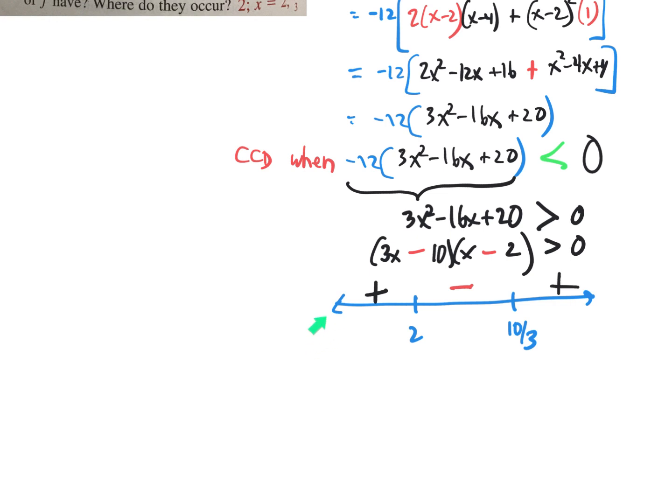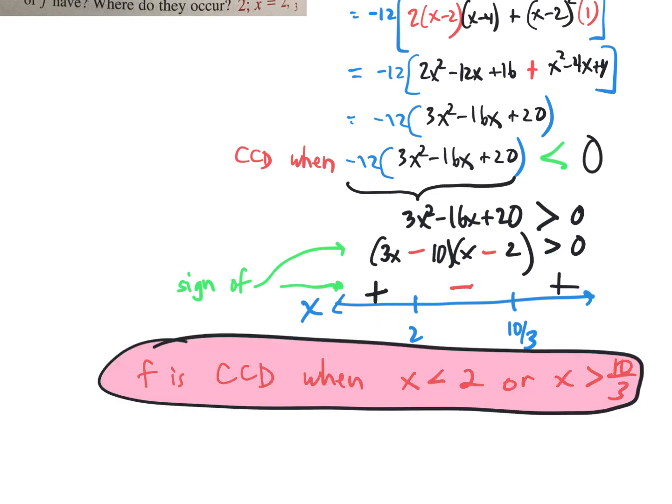Remember that you will be missing points. Your score will be reduced if you don't label what's happening here. So the number line are values of x, and the signs are the signs of this expression, which we need to be bigger than 0. All right, there we have it.